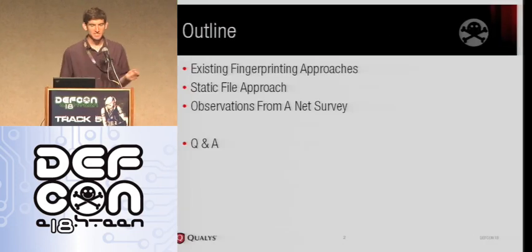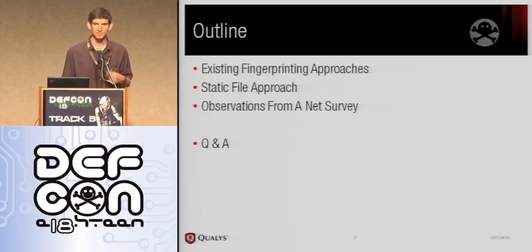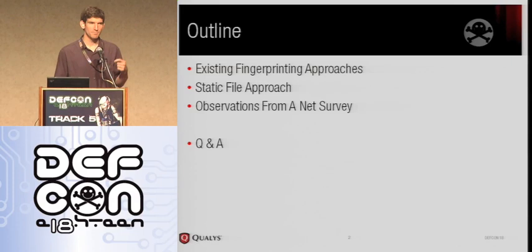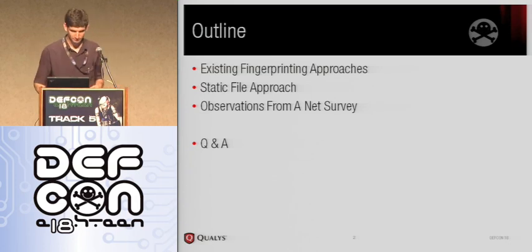Talk a little bit about the existing fingerprinting approaches that are out there, some of the shortcomings in those, some of the things that we wanted to avoid, and how this technique gets us there. Talk about the static file approach itself. It's a pretty simple idea, so I'll move through it reasonably quickly, and if you follow it, then we'll go on to some of the results of that. And if we have time, hopefully, I'll do some demos. If not, I'll go ahead and be demoing this technique in Q&A right afterwards.